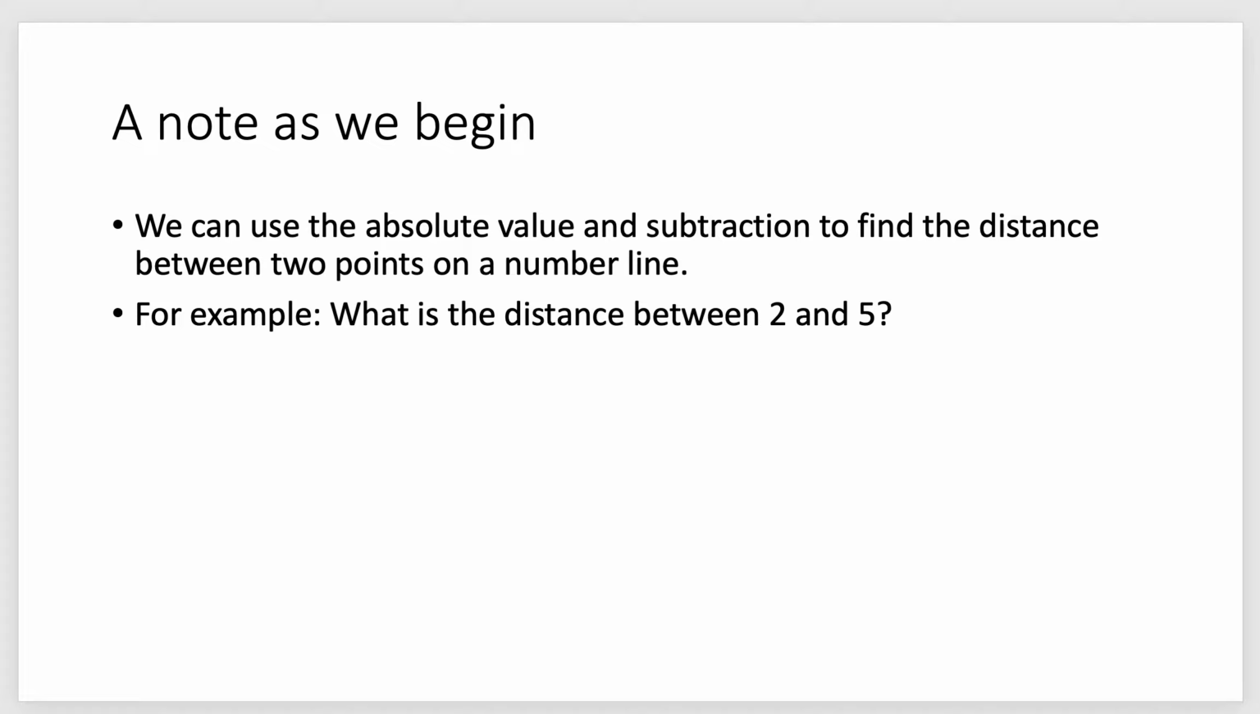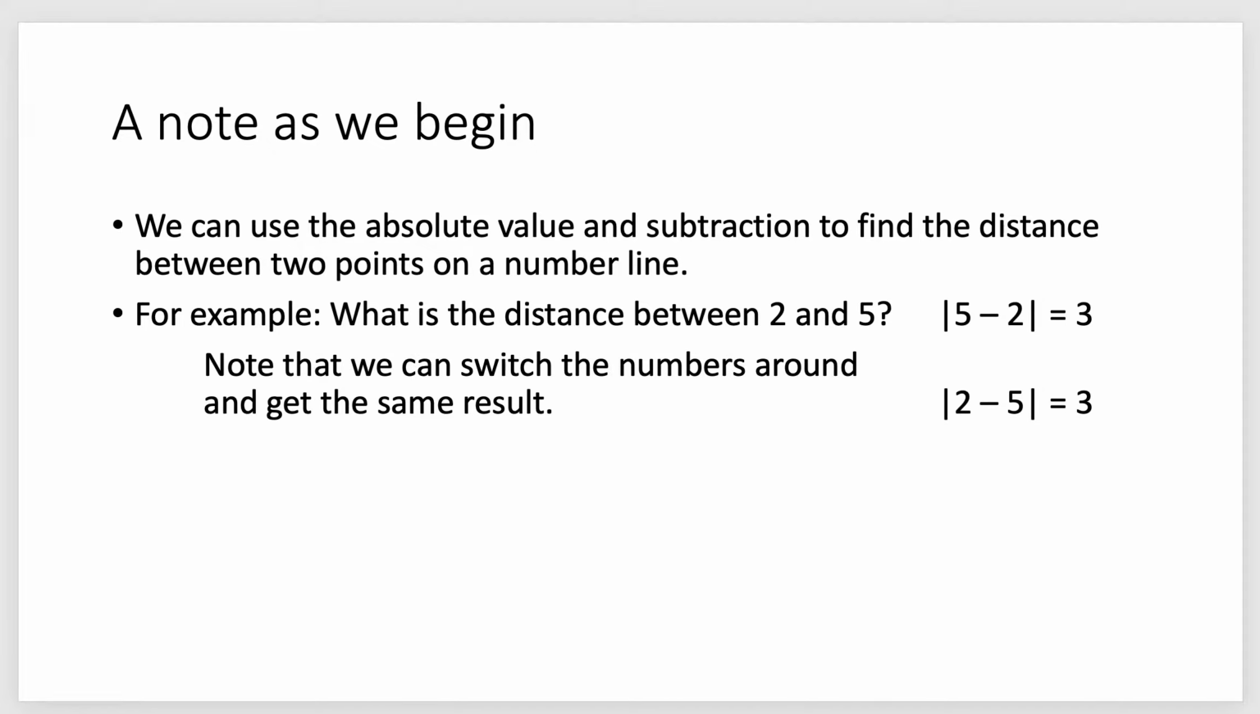I know it's 3, but we can do that by subtracting and using the absolute value. So the absolute value of 5 minus 2 is 3. That means the distance between 2 and 5 on the number line is 3. We can switch those numbers around and get the same result. So the absolute value of 2 minus 5 is also 3. 2 minus 5 itself would be negative 3, but the absolute value makes that positive.